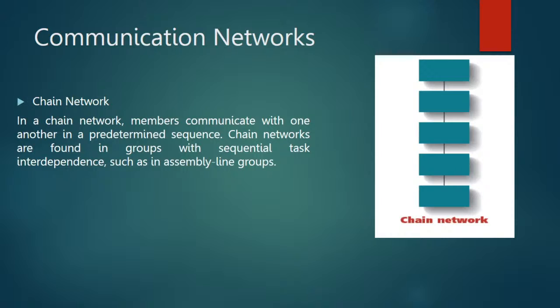Now, like the wheel network, the chain network is also not very common in organizations as far as teamwork and groups are concerned, because in this sort of network, again, interaction among the different members is not possible, and the information is just passed in the form of a sequence. So that is again not very common in the organization as far as information flow and communication is concerned.